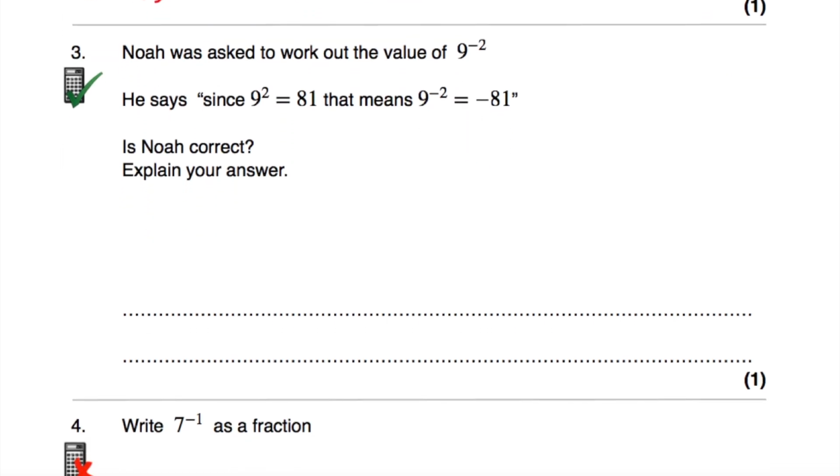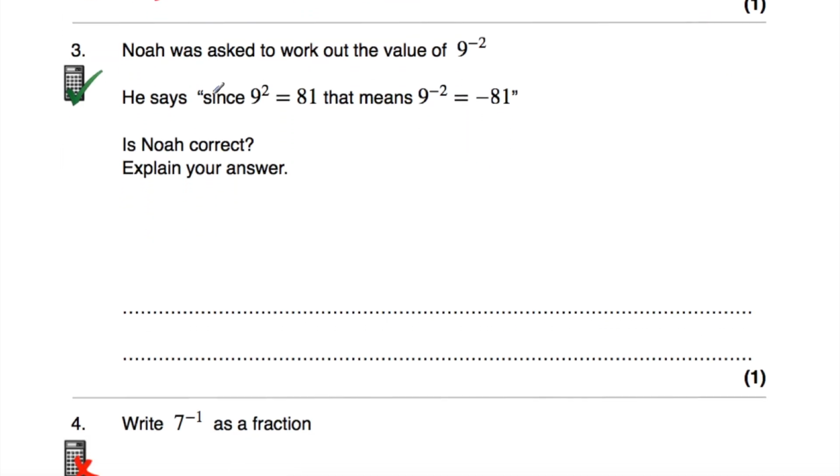Okay, let's look at our next question, question number 3. It says that Noah's been asked to work out the value of 9 to the power of negative 2. And he said since 9 squared is equal to 81, then 9 to the power of negative 2 would be equal to minus 81. So he's just changed it from being 81 to minus 81 because it's a negative power. And the question says, is Noah correct?